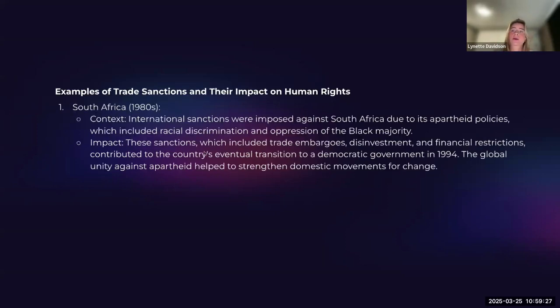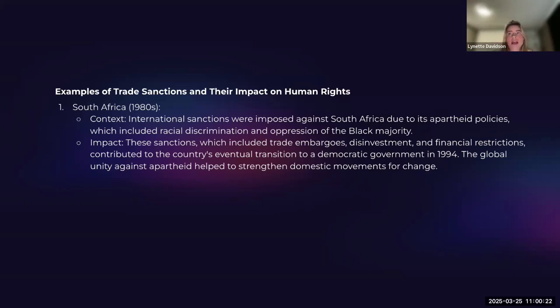Now, I have two examples regarding human rights and trade sanctions that were quite severe over the past years. We can think about South Africa during the apartheid period. What happened on a global level? International sanctions were imposed against South Africa because of its apartheid policies. I'm not sure if you are familiar with them, but these were really terrible, and they included racial discrimination and oppression of the Black majority. These sanctions included trade embargoes and financial restrictions, and they did help to strengthen domestic movements for change. So trade sanctions can help to enforce human rights.